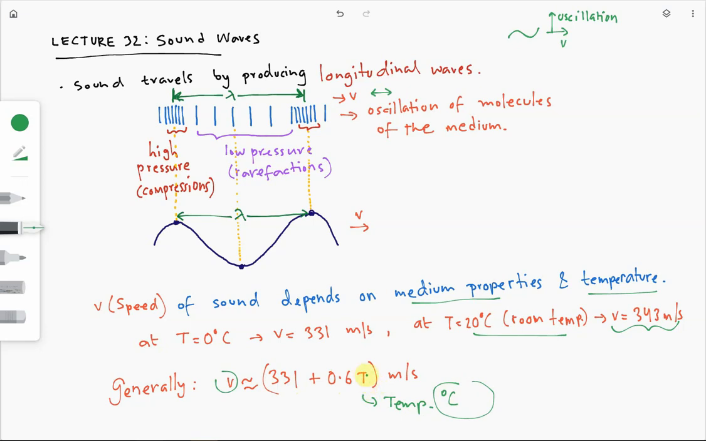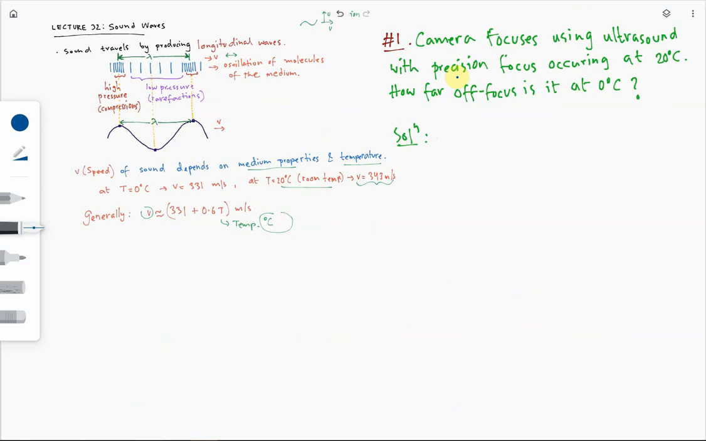So we have here the example, which tells us that there is a camera which focuses using ultrasound, a type of sound wave, with the precision focus occurring at 20 degrees Celsius. At this temperature, the camera focuses very precisely. What happens at 0 degrees Celsius? That is, how far off focus is it at 0 degrees Celsius? Now, at 0 degrees Celsius, we just learned that the speed of sound is 331 meters per second.